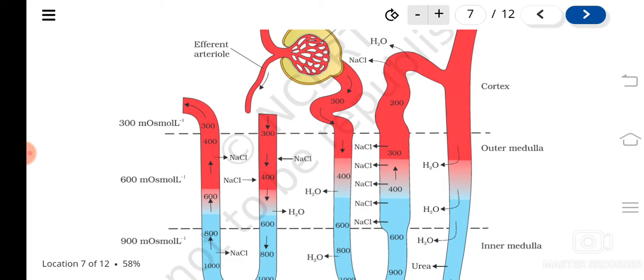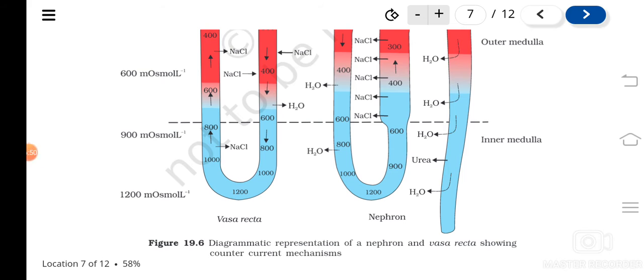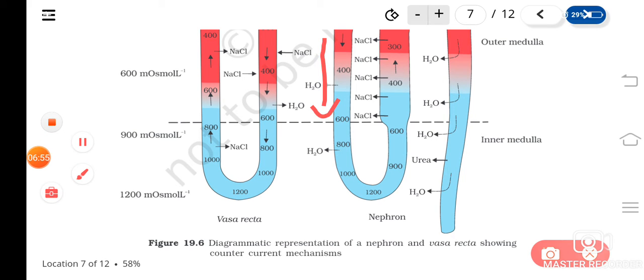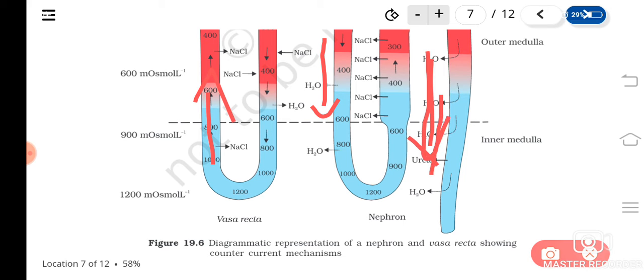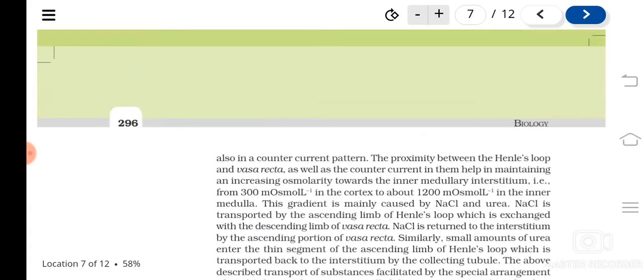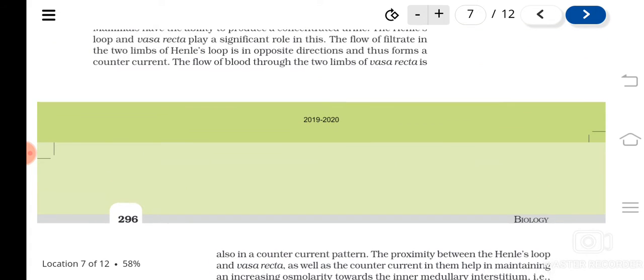But in the vasa recta, it is just the opposite. The part which is near this descending limb will have the flow in the opposite direction. You can see this. Understood? And the vasa recta part which is near this region will have the flow in this direction. Means the flow of fluid in Henle's loop and in the vasa recta will be in opposite directions. So this is known as the countercurrent pattern.